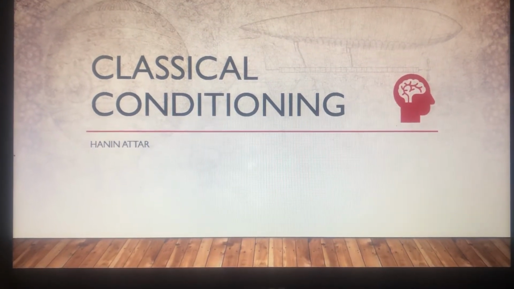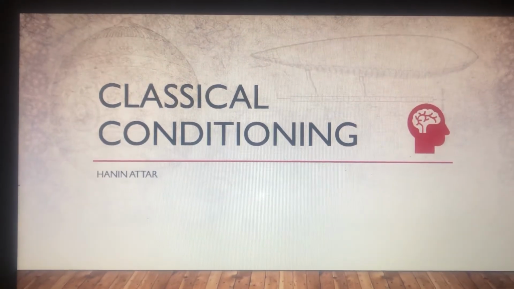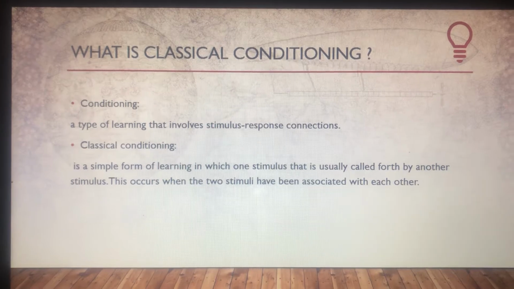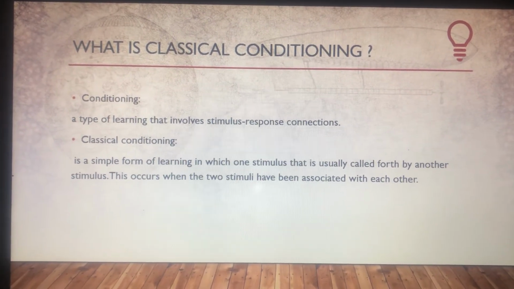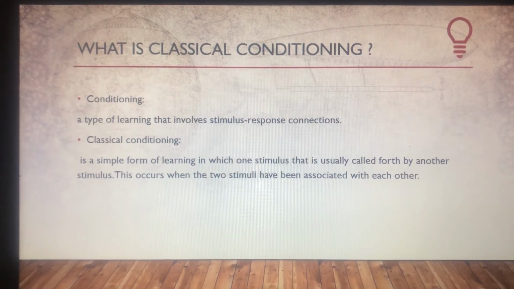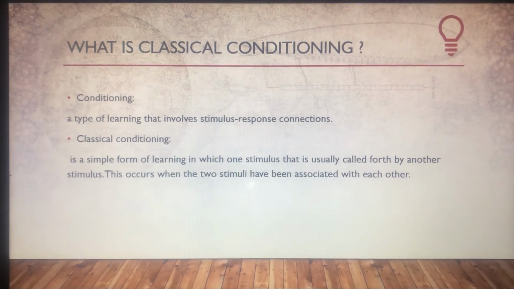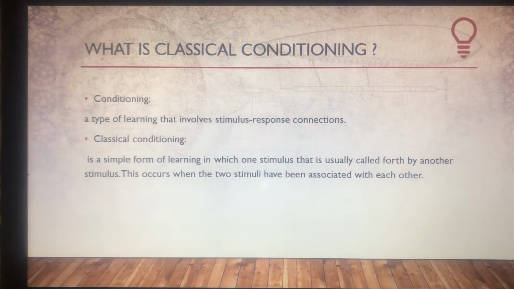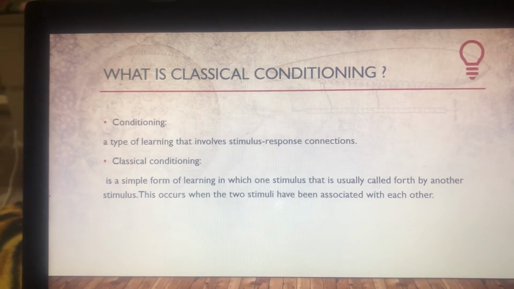Today we're going to talk about Project 2 for the psychology subject. We're going to talk about classical conditioning. What is classical conditioning? Conditioning is a type of learning that involves stimulus-response connections. Classical conditioning is a simple form of learning in which one stimulus is usually called forth by another stimulus. This occurs when the two stimuli have been associated with each other. Actually, classical conditioning can help people learn to overcome their fears of different subjects and situations.